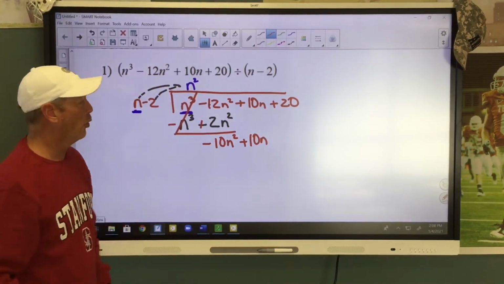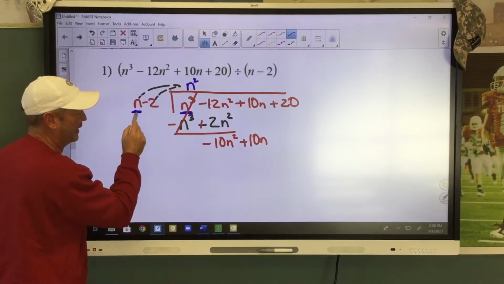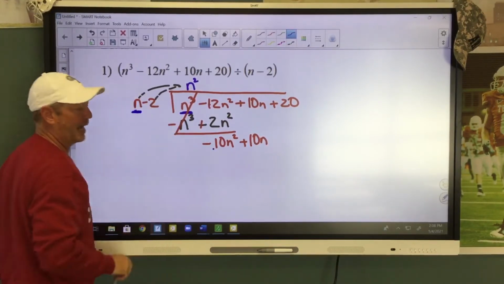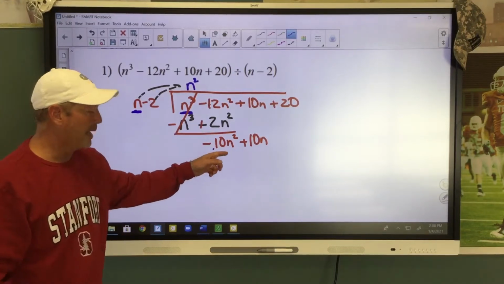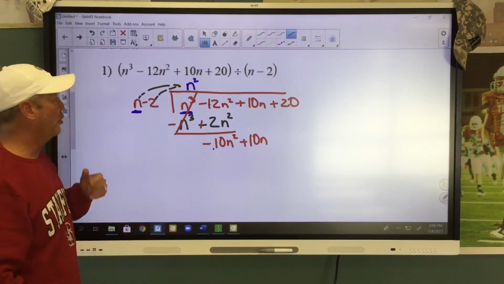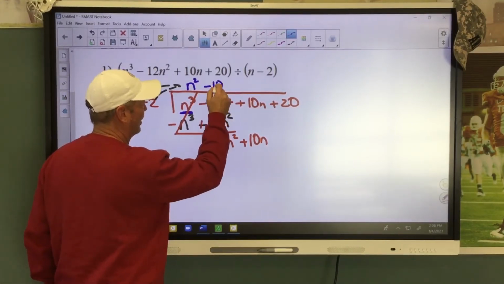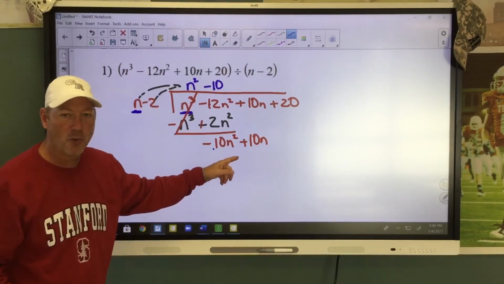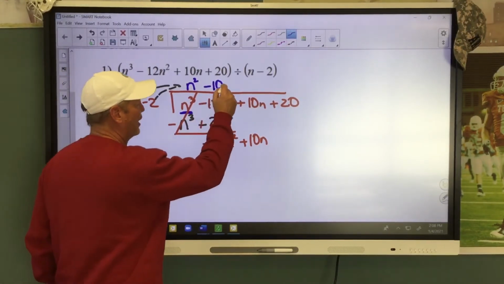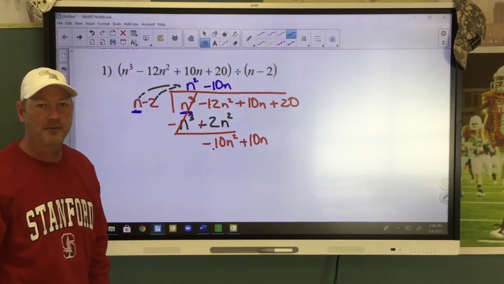Now, what is my goal? My goal is I've got to figure out how to make this guy match that guy right there. What should I multiply times to make those match? And what you're going to tell me is I need to multiply times negative 10. And then how do I get n to match an n squared? I need another n, because n times n will give me n squared.